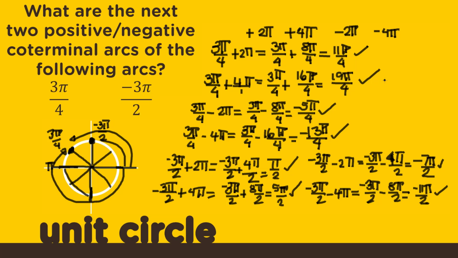As you can see, we simply added 1 revolution, 2 revolutions, subtracted 1 revolution, subtracted 2 revolutions to solve for the coterminal arcs first. Because the coordinates of coterminal arcs are just the same, we'll have separate videos for that.